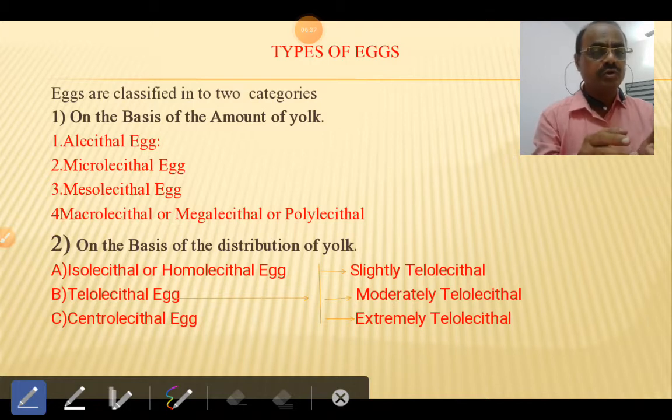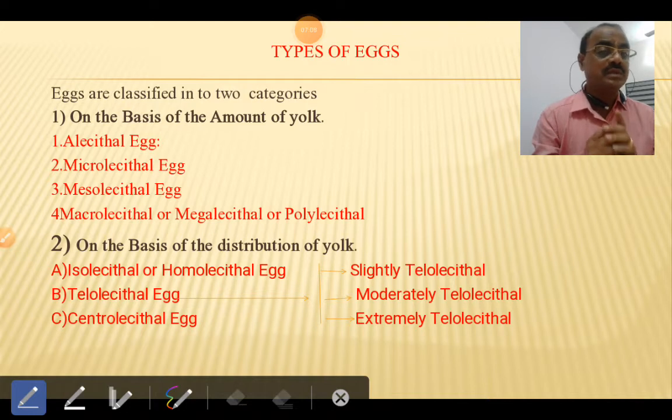According to the distribution of yolk within the egg, again they are divided into three types. One is the isolecithal egg, it is also called the homolecithal. Second is the telolecithal eggs, third one is the centrolecithal eggs. The telolecithal eggs are again divided into three types according to the position of yolk inside the egg: slightly telolecithal, moderately telolecithal, and extremely telolecithal.